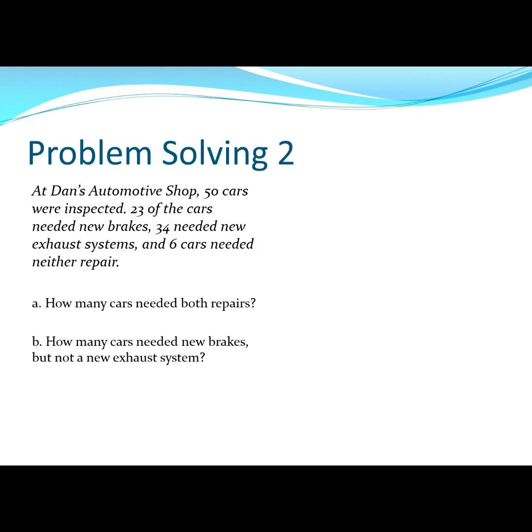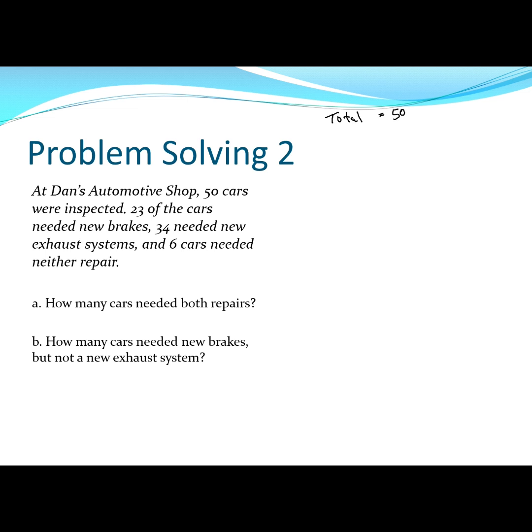It's kind of similar. It says at Dan's automotive shop, 50 cars were inspected. 23 of the cars needed new brakes, 34 needed new exhaust systems, and 6 cars needed neither repair. So question A says, how many cars needed both repairs? Well, let's start with all the information that we have. Let's see, how many cars were inspected total? So our total was 50.